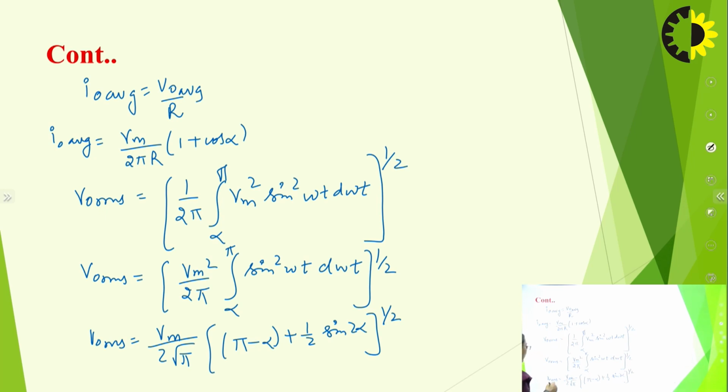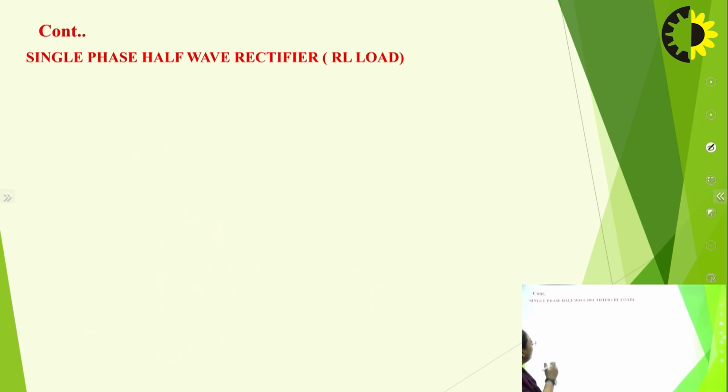So this will be the value of V naught RMS, and I naught RMS will be V naught RMS upon R for this case. Okay, power delivered here will be equal to V naught RMS into I naught RMS. Okay, so now coming to the RL load.